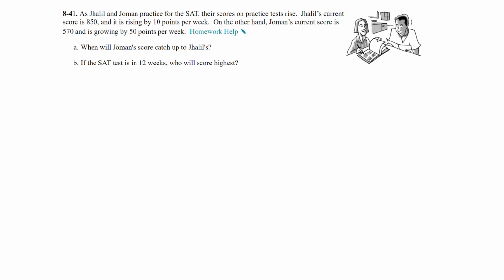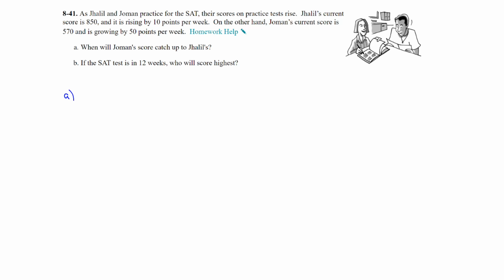Question 41. As Jalil and Joman practice for the SAT, their scores on the practice test rise. Jalil's current score is 850, and it is rising by 10 points per week. On the other hand, Joman's current score is 570 and is growing by 50 points per week. When will Joman's score catch up with Jalil's? All right, let's see what we can do here. We got 2 different scenarios.